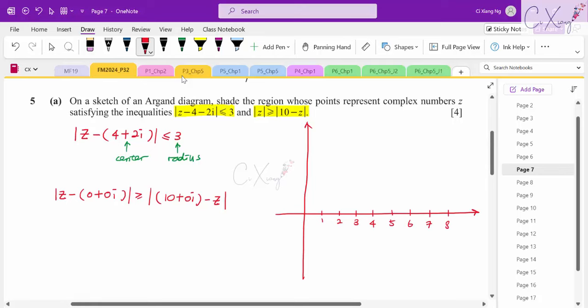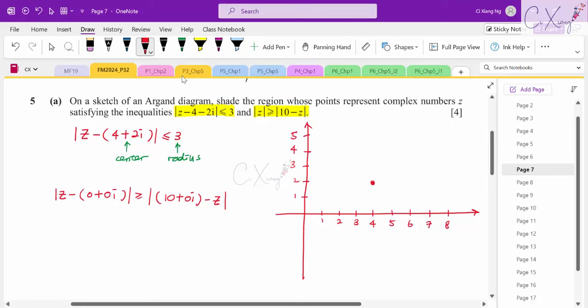Me personally, I try to use the ruler and maybe measure the ratio, the scale. Okay, so this is what I have. First of all, I want to draw the circle first. The center is 4, 2. So 4 is here, 2 is here. This is the center. And then they say the radius is 3, right?